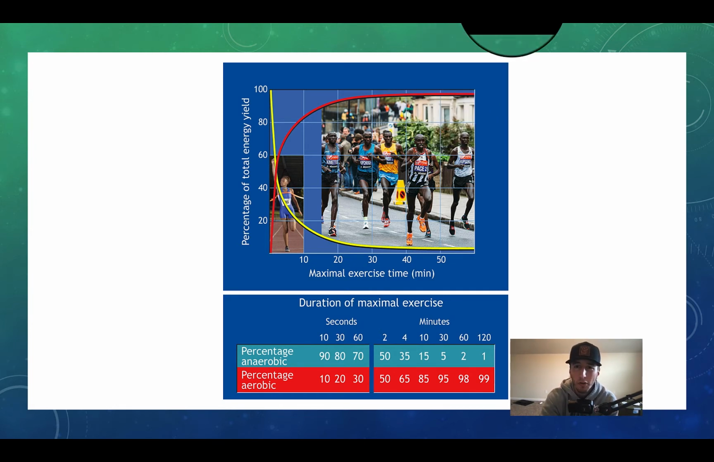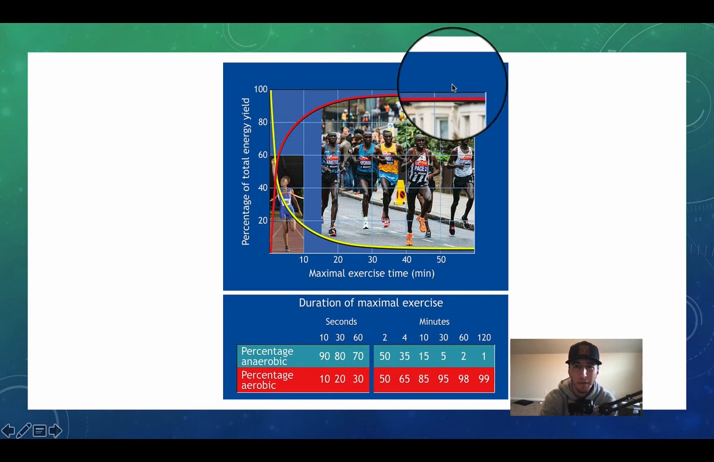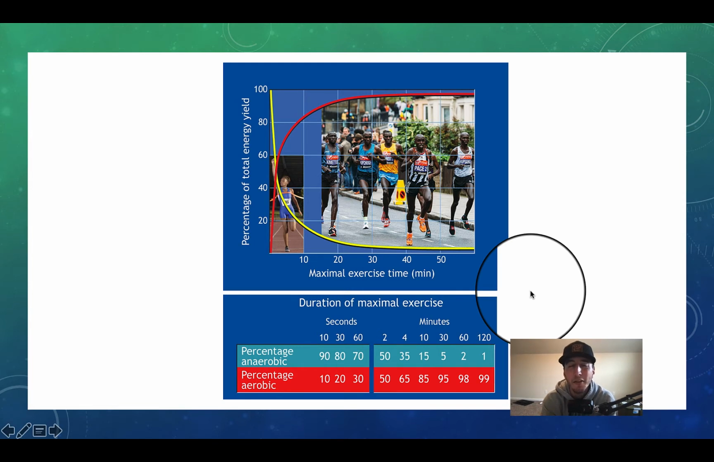Something I want you to pay attention to is that neither of those lines, the red or the yellow, ever technically hits 0 or 100, right? They're asymptotic. They slowly and continually approach, but never actually touch it, so they end up being almost parallel. What this shows is that both energy systems are always running. It's just the percent contribution that changes.